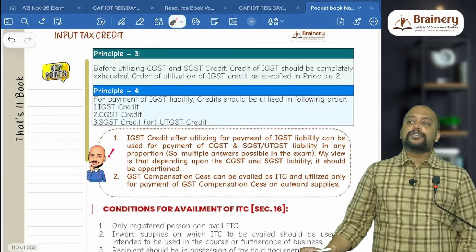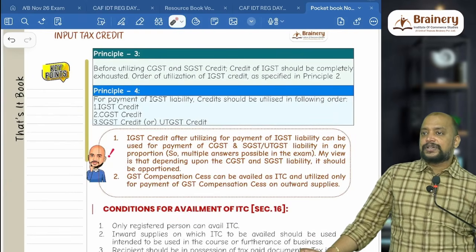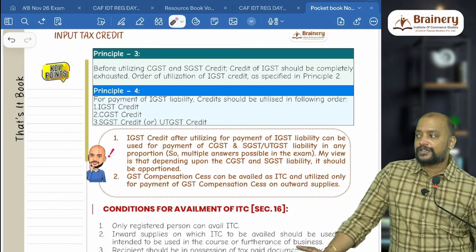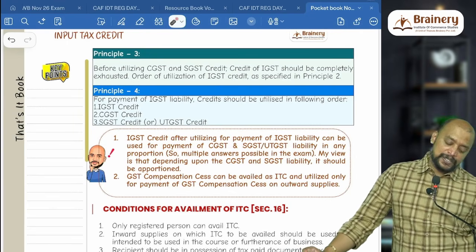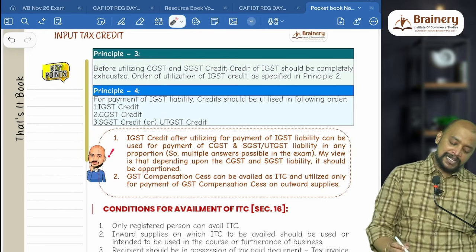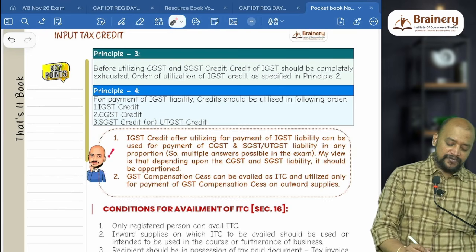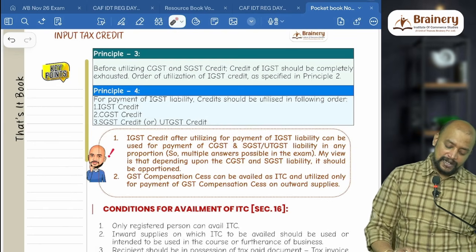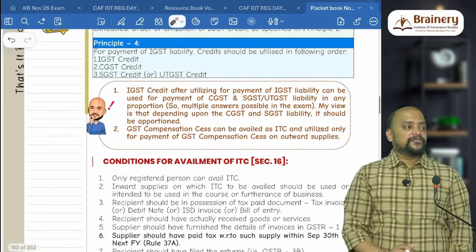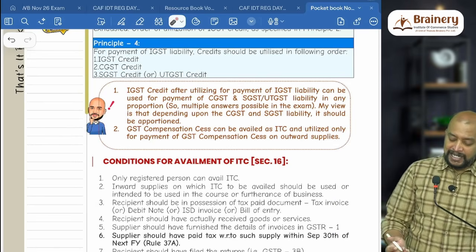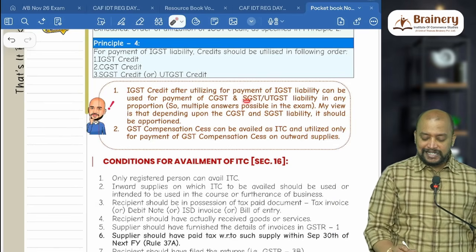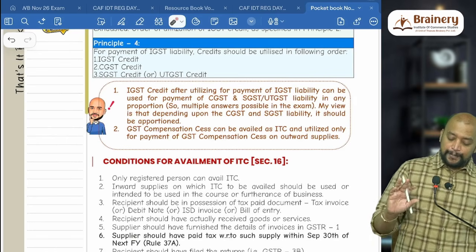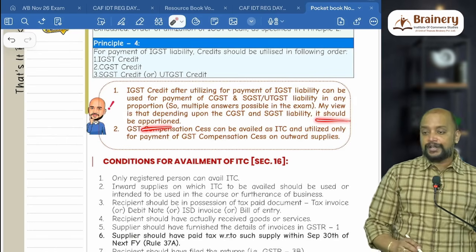And principle 3, before utilizing CGST, SGST, UTGST credit, the credit of IGST should be exhausted first. So the first credit that should be exhausted is IGST credit. And last principle, for payment of IGST liability, credit should be utilized in the following order: first IGST credit, then CGST credit, then SGST or UTGST credit. Then IGST credit after utilizing for payment of IGST liability can be used for payment of both CGST and SGST in any proportion. So multiple answers are possible, but depending upon the liability, it should be apportioned.